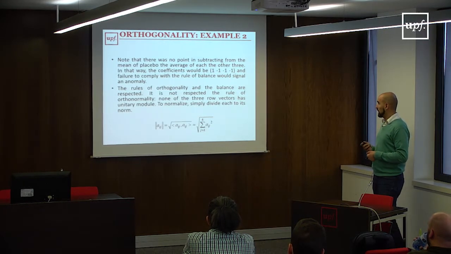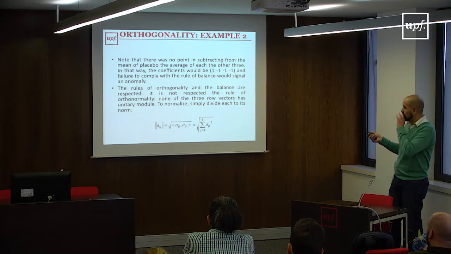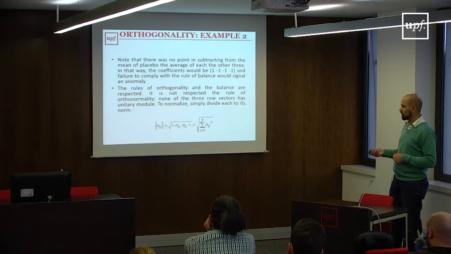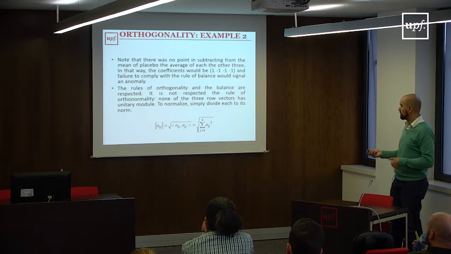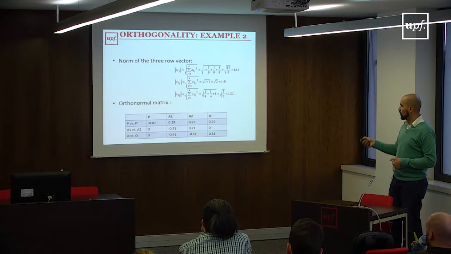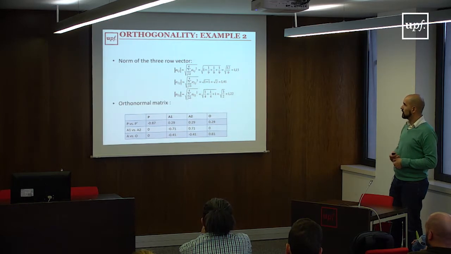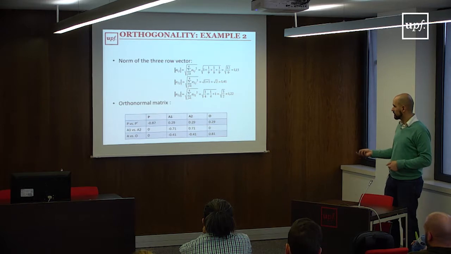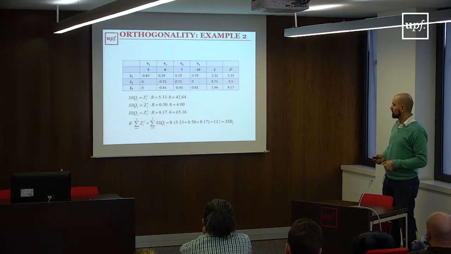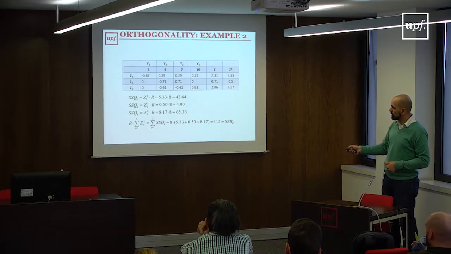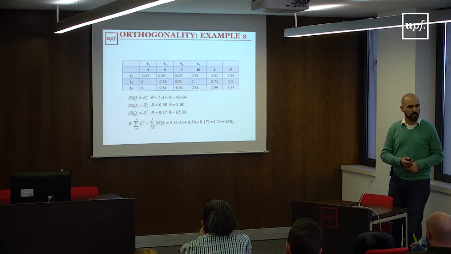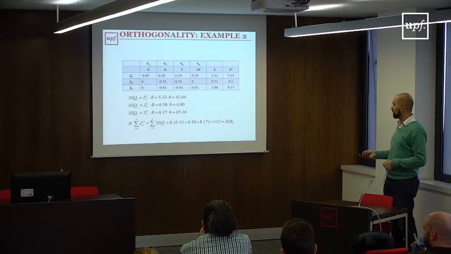The rule of orthogonality and balance are actually respected. The rule of orthonormality is not respected, so we have to normalize our data. We compute the norm for the three vectors, and we divide by the norm. So we can compute the zeta values, and with the zeta values, the sum of squares related to each of the questions that we were analyzing.